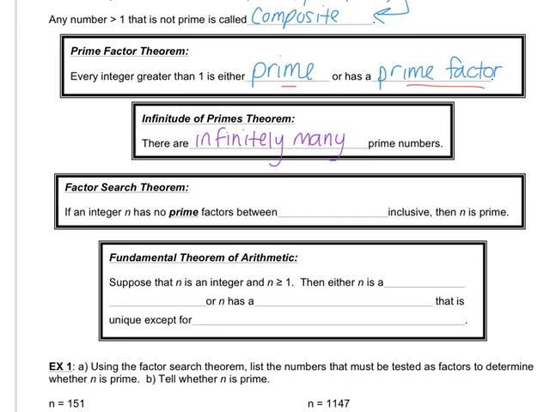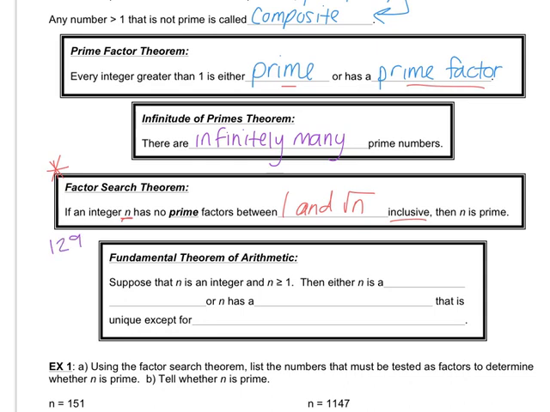Okay, the factor search theorem right here is actually pretty cool. And it says that if an integer n, so n is a number, has no prime factors between 1 and its own square root, the square root of n, including the square root of n and 1, then it is a prime number. So if you're checking, and we'll see some examples in a minute, if you're checking to see if something is a prime number, for example, say 129, I want to know if 129 is a prime number.